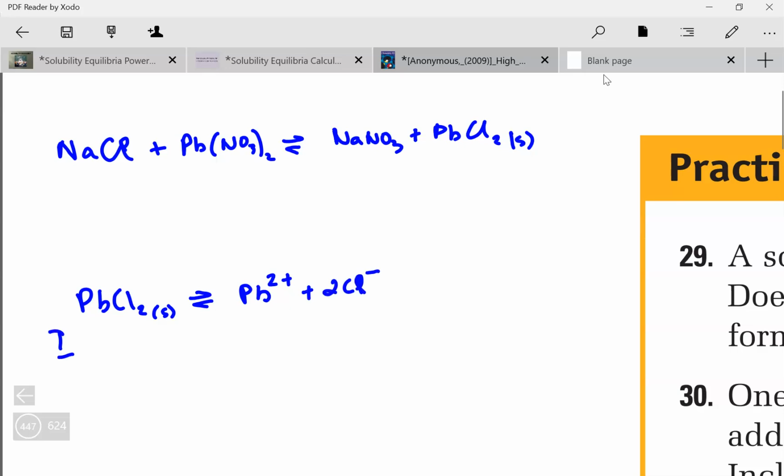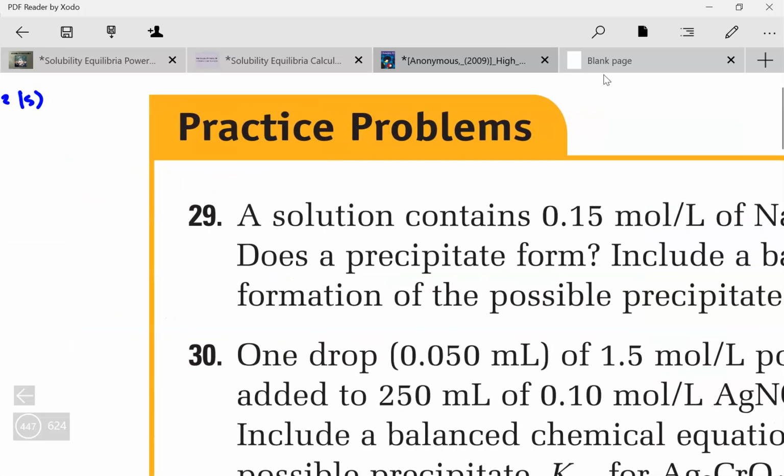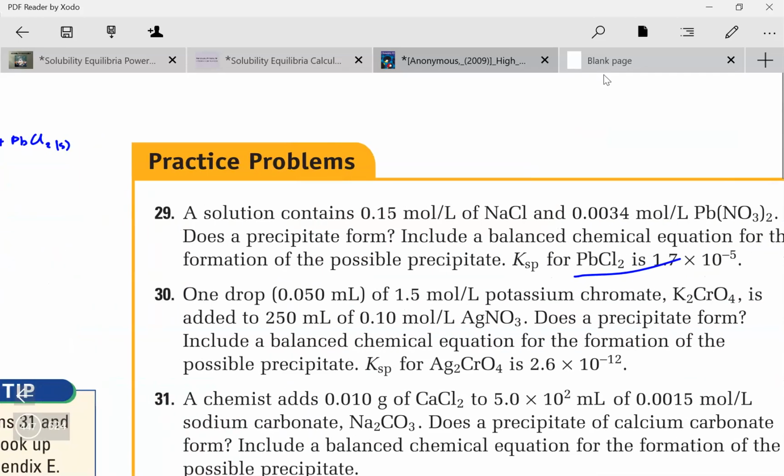And we basically want to find the QSP. So we need to find initial what concentrations of lead and chloride ions do I have, and is that enough to form a precipitate or not? So concentration of lead ions first is going to be equal to my concentration of PbNO3 because that's a 1:1 ratio, and that is basically a dilution calculation.